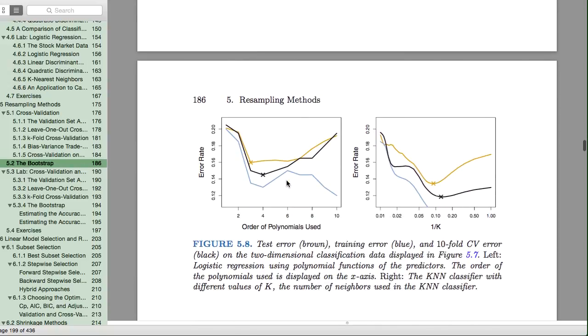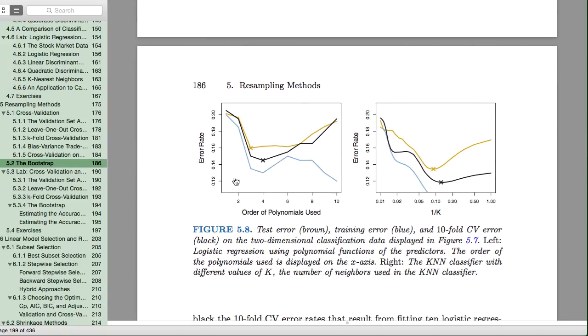And here is a picture of what we just saw in terms of the order of polynomials used. We find that the tenfold cross-validation error model finds the fourth degree polynomial is the best. The test error, so this is another cooked data set, the actual test error rate finds that the third degree polynomial is best, but they're not too dissimilar from each other.